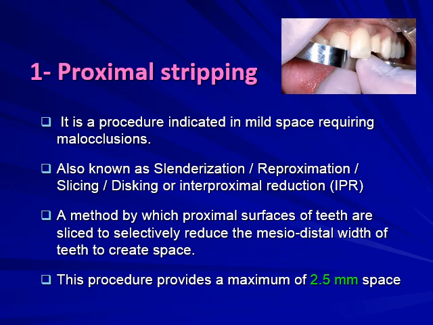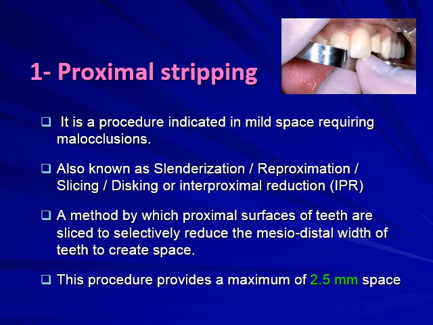هنبدأ نتكلم على non-extraction methods ومنهم ال proximal stripping which is also known as cylindrization, reproximation, slicing, disking or interproximal reduction. And you have to learn these names too. في الميثود دي it's commonly used في حالات لما يبقى فيها mild أو minimal space is required اللي هو ما يبقاش أكتر من 2.5 ملم.